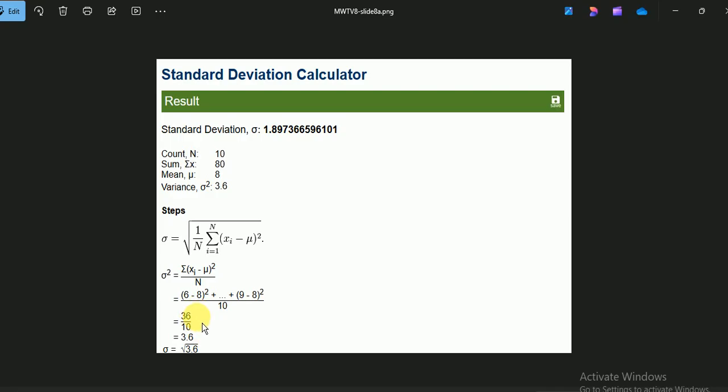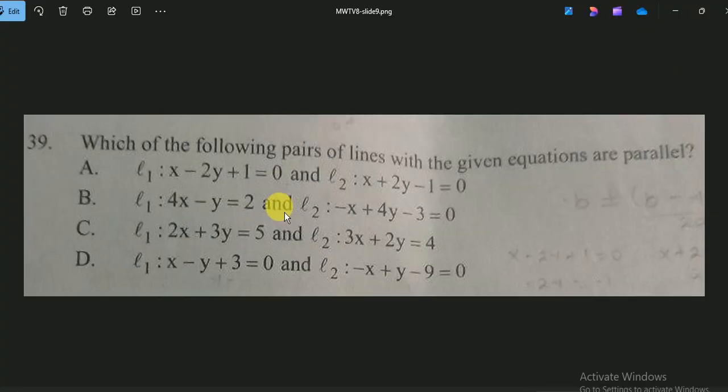Computed and simplified, it comes to 3.6. So the standard deviation becomes the square root of that, which is the square root of 3.6. So let us see the choices and decide. The answer is B.